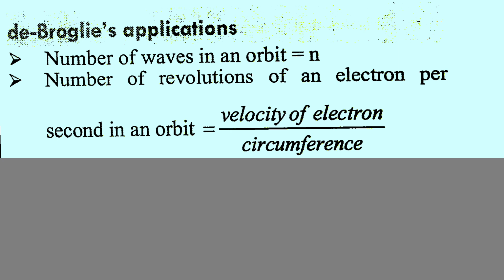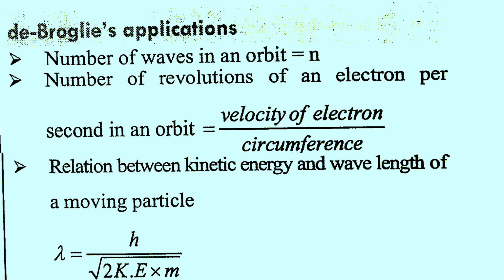Now let me explain De-Broglie's applications. First one, to calculate the number of waves in an orbit, the formula is n. So the shell value is the number of waves that can be produced in that shell. Second application is the number of revolutions of an electron per second in an orbit, which is equal to the velocity of electron by circumference. Now the third application is the relation between kinetic energy and wavelength of a moving particle, that is lambda is equal to h by root over 2 KEM.